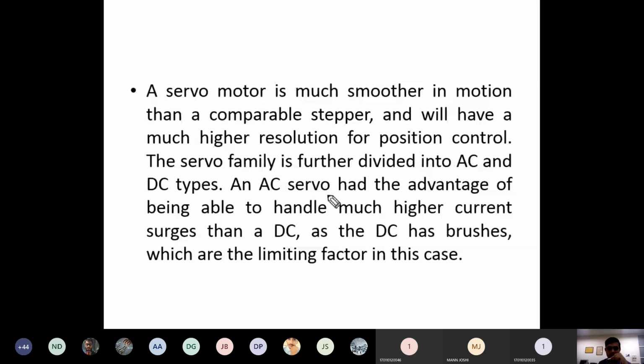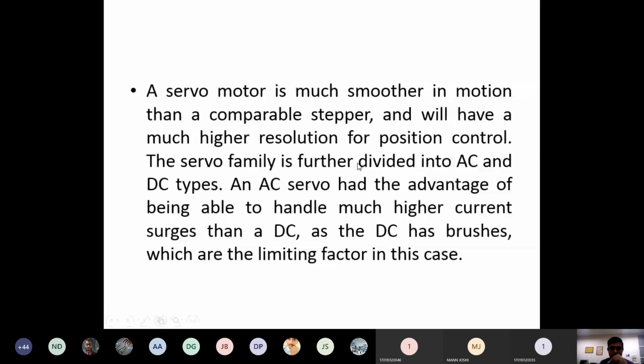The AC servo motor has the advantage of being able to handle a much higher current surge than DC. DC has brushes, which are a limiting factor in that case. With higher voltage or higher current, we do not use a DC servo motor. As of now we do not use DC because it has brushes. The brush motor is not used today. Generally we use an AC servo motor. I'll discuss in detail.